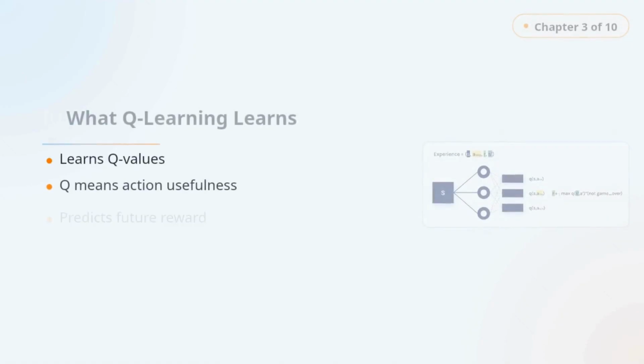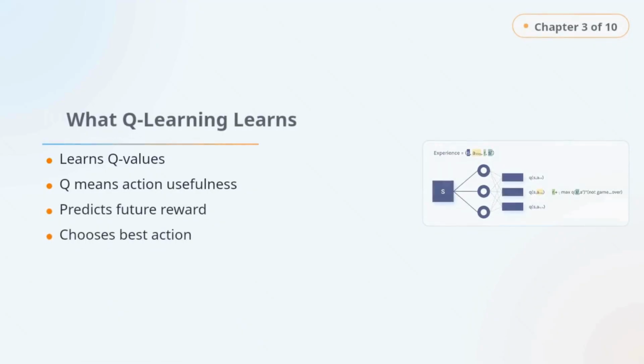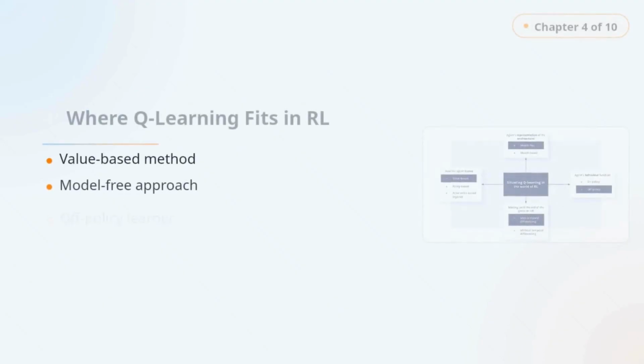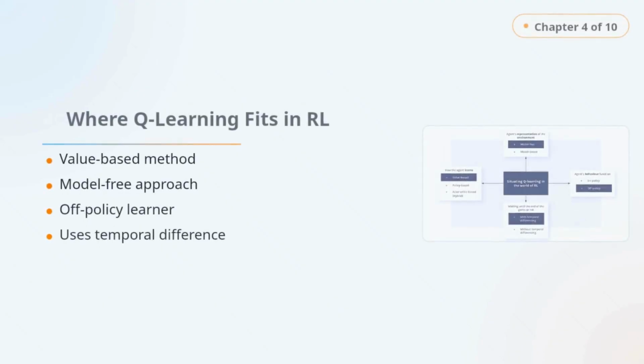Q-learning is all about estimating Q values. A Q value tells us how useful a particular action is in a particular state, based on the future rewards we expect to get. So instead of memorizing a direct policy first, the agent learns numbers that score each action. Once it has those scores, it can choose the action with the highest Q value. In simple words, the agent keeps asking, from this situation, which move is likely to help me most in the long run? This article also places Q-learning inside the bigger reinforcement learning landscape.